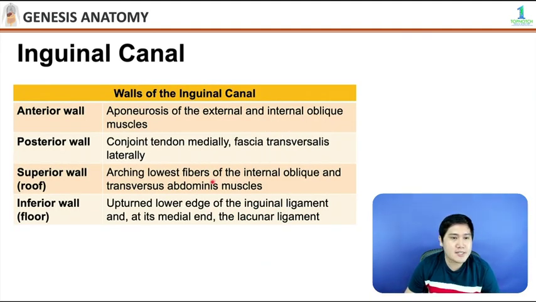So, what are the boundaries of your inguinal canal? Anteriorly, you have the external oblique and internal oblique aponeurosis. Posteriorly, you have the conjoint tendon and the fascia transversalis. Superiorly, you have the internal oblique and the transversus abdominis. And inferiorly, you have the inguinal ligament and the lacunar ligament. So those are the boundaries of your inguinal canal.